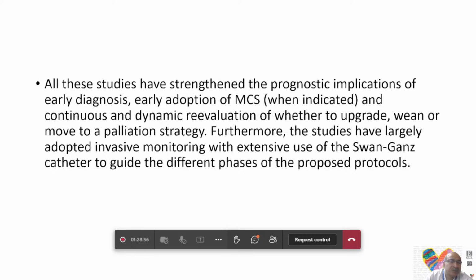So all these studies have strengthened the prognostic implication of early diagnosis, early adoption of mechanical circulatory support, and continuous and dynamic re-evaluation. This is most important, the continuous and dynamic re-evaluation of whether to upgrade, to wean, or to move to palliation therapy. But we need more studies and standardized protocols.